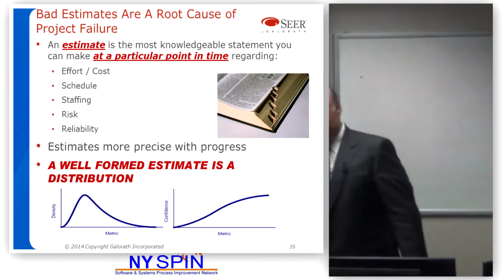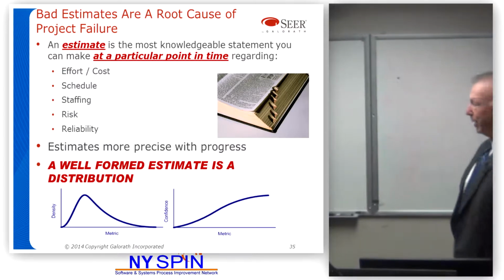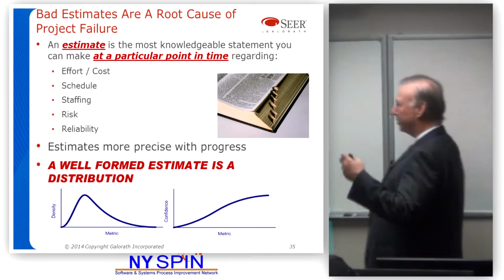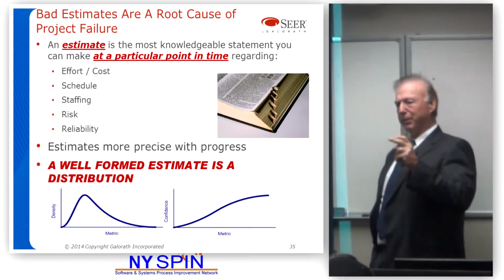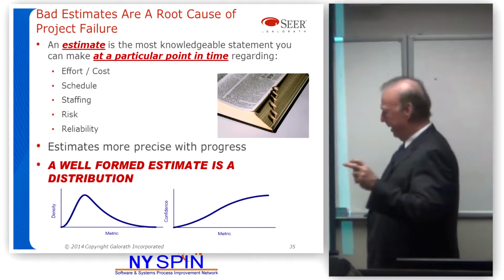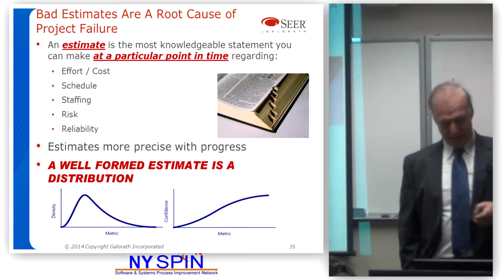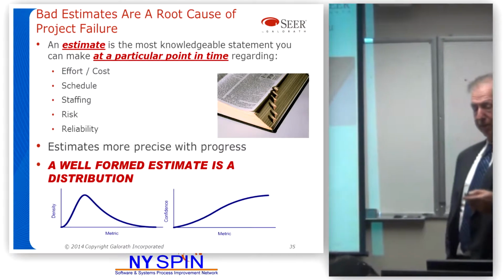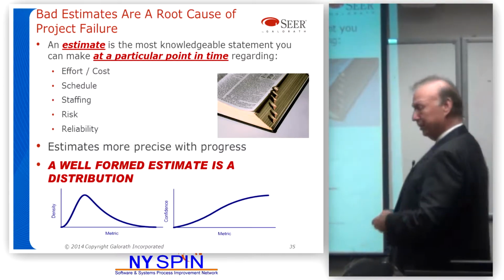Now, what is an estimate? Here's what I believe an estimate is. It's the most knowledgeable statement you can make at a particular point in time regarding cost, schedule, risk, reliability. An estimate is a distribution, a probability distribution. When somebody asks you for an estimate, how long it's going to take, how much it's going to cost, they're asking you not for a probability, right? They're asking you for a point. They're asking you for a commitment. But that commitment becomes a probability plus risk.